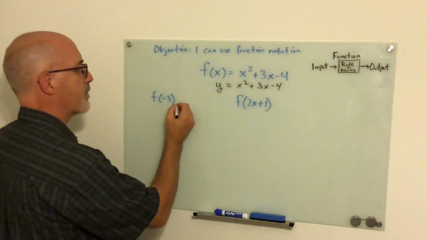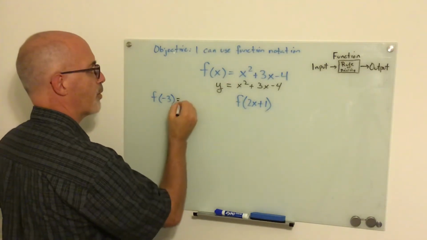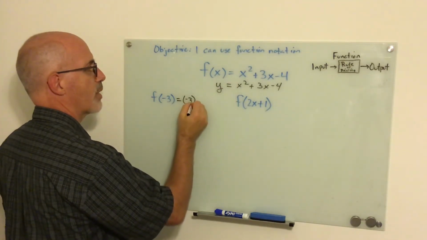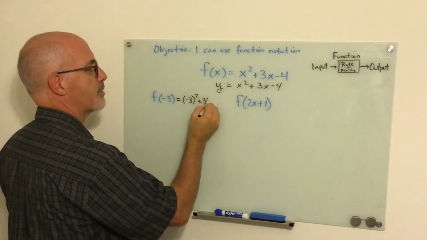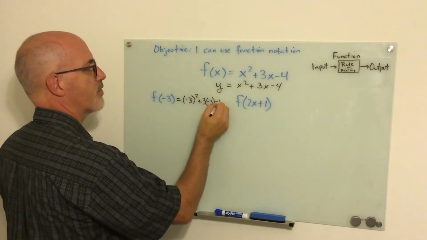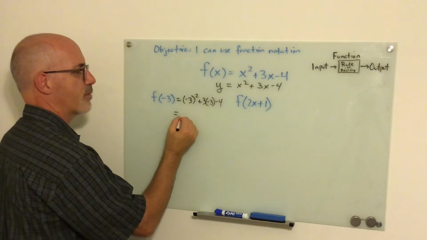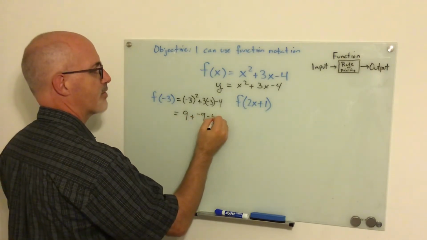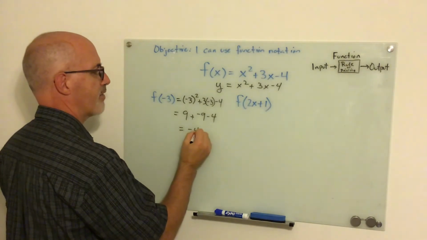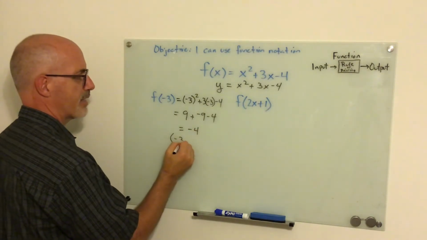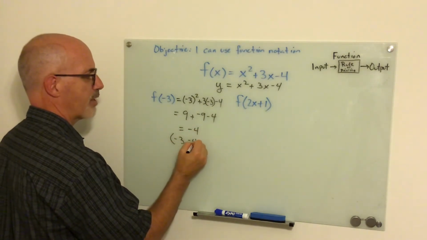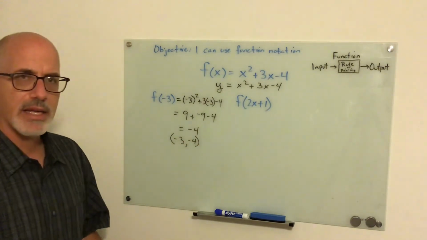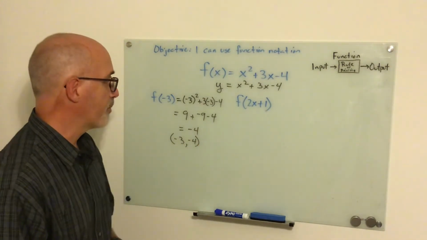So let's do that. We put it in, we get negative 3 squared plus 3 times negative 3 minus 4. So negative 3 squared is 9 plus negative 9 minus 4. That gives me a negative 4. So my pairing is negative 3 gets paired with negative 4 as my ordered pair.